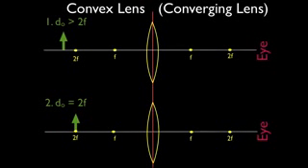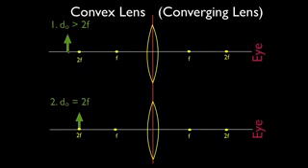Here is our first problem. You can see we have our object right here. It's at a distance DO, the object distance, greater than 2f. And we're going to draw the ray diagrams to locate the image.